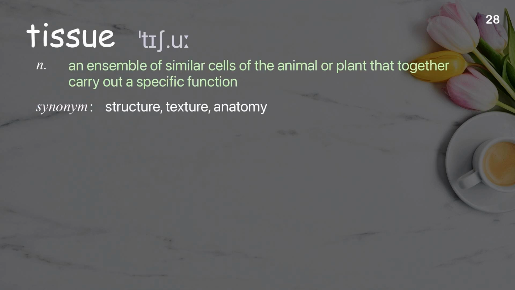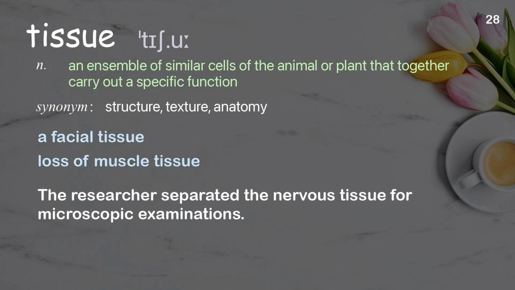Tissue. An ensemble of similar cells of the animal or plant that together carry out a specific function. Examples: A facial tissue. Loss of muscle tissue. The researcher separated the nervous tissue for microscopic examinations.